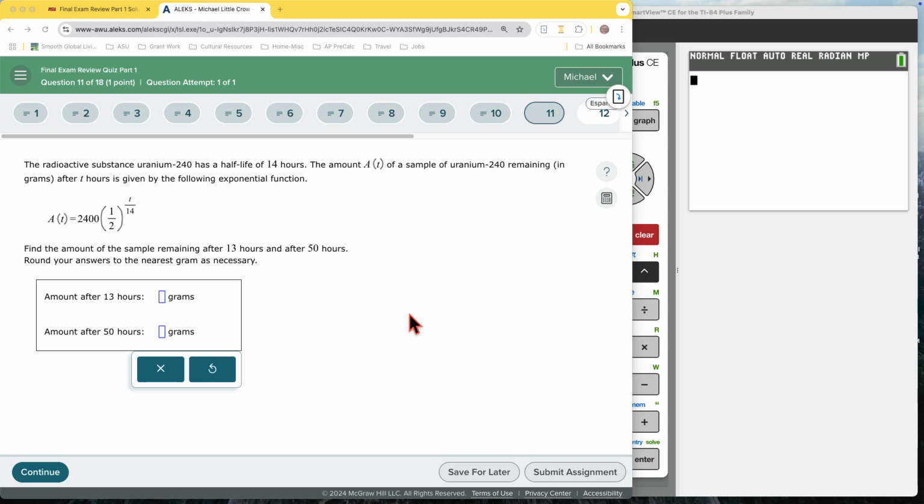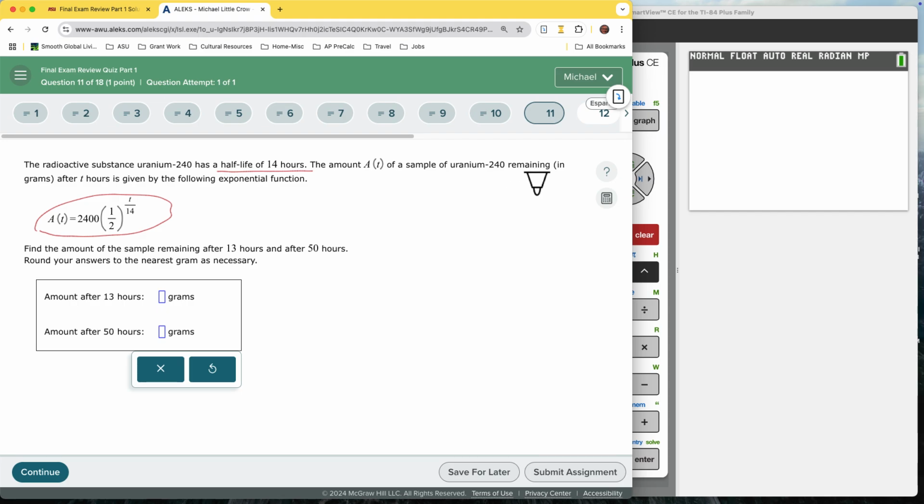We have a function given to us here. We recognize it as an exponential function. A radioactive substance, radium-240, has a half-life of 14 hours. Half of it is going to be gone every 14 hours, because then you're going to multiply by half.